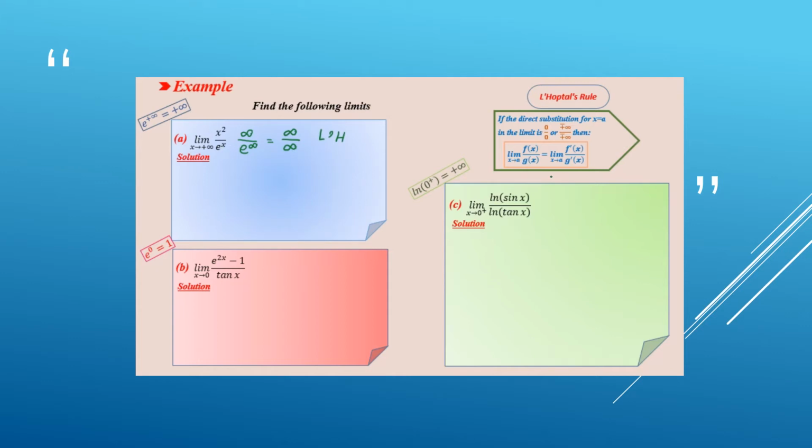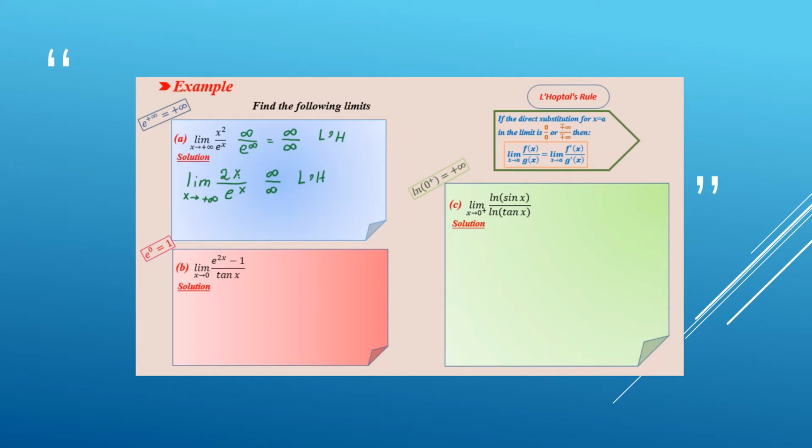So you have to find limit f prime over g prime. So our limit equals the limit of the derivative up, 2x, over the derivative down, which is e to the power x, when x goes to positive infinity. Now plug in positive infinity up and down, you will get 2 times infinity, which is infinity, over e to the power infinity, which is infinity also. So you have to use L'Hopital's rule a second time.